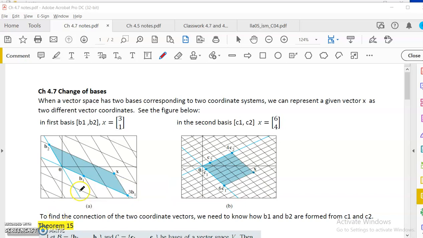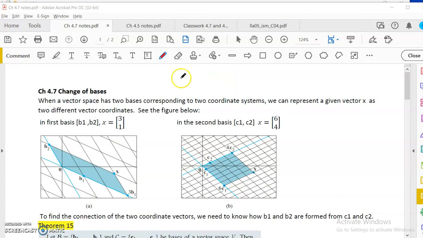Hello, linear algebra student. This video is for chapter 4.7. So we'll skip over 4.5 and 4.6 and, for the time being, jump directly from 4.4 to 4.7, because we're talking about a new basis for a vector space.